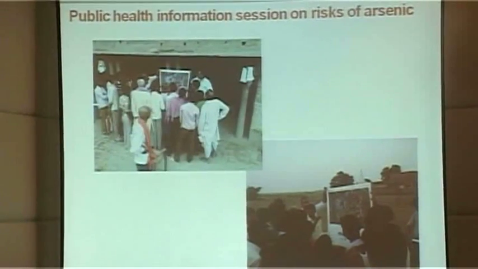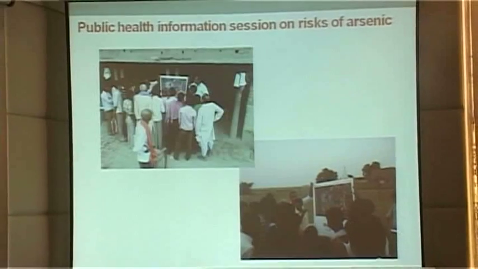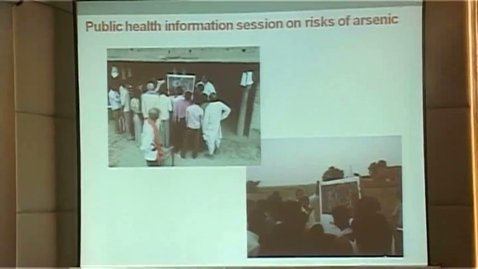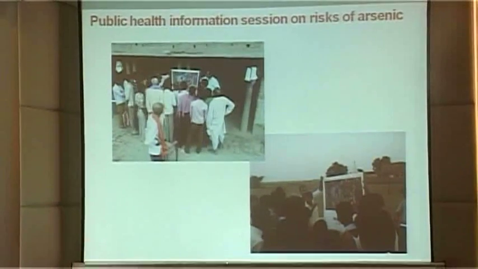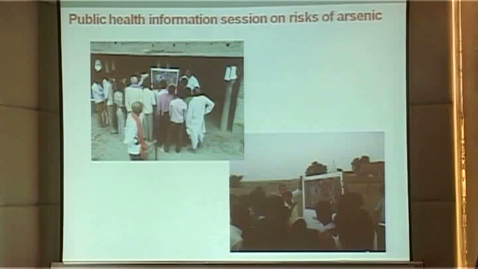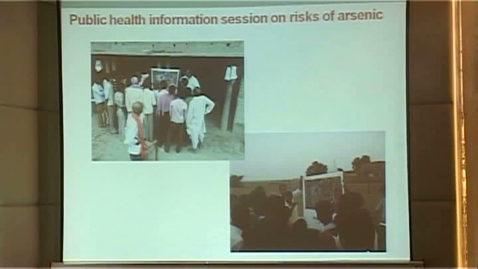Then the villagers were told that these are the blue wells which are safer, and the red wells were tagged using red flags. We said that the households which have red wells have a chance to shift to a blue well of a neighbor around their house.